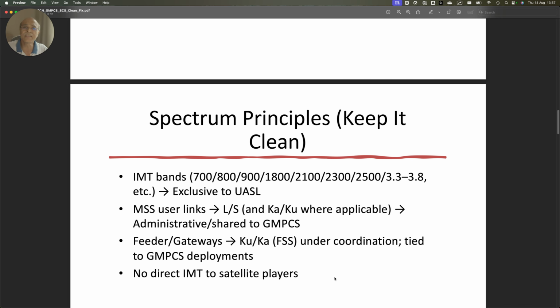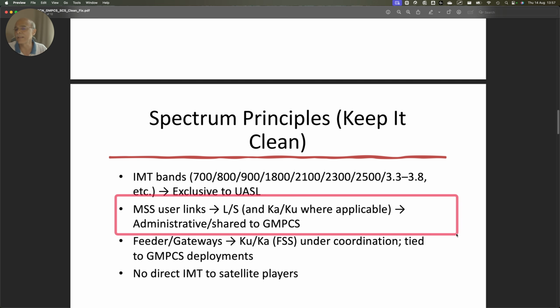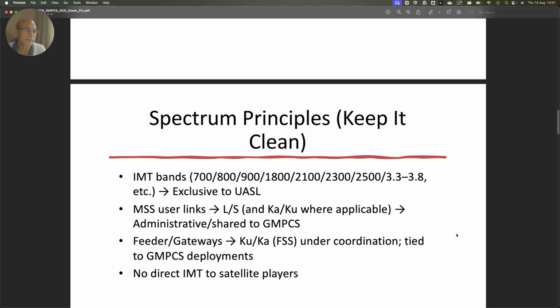Therefore, it is very simple. You have a license, the GMPCS license. You need spectrum. You go to the government directly to take spectrum. If you want to run an IoT service or any other service, a broadband service, take spectrum from the government. Rules are clearly defined that the spectrum will be a shared resource. It has to be given administratively.